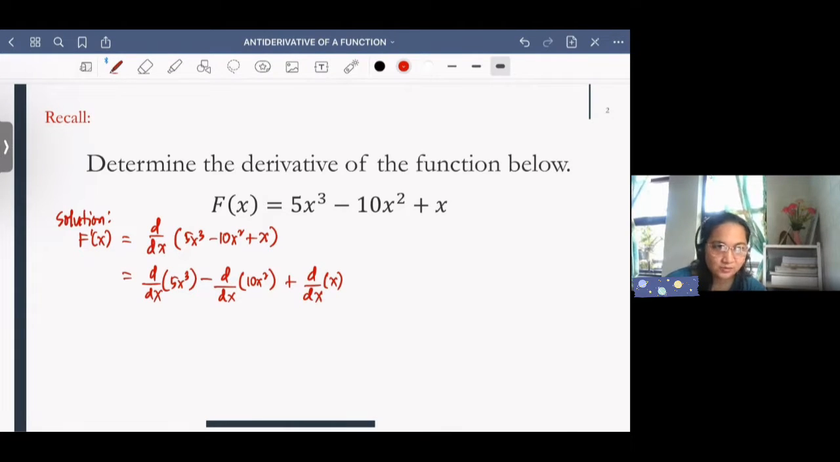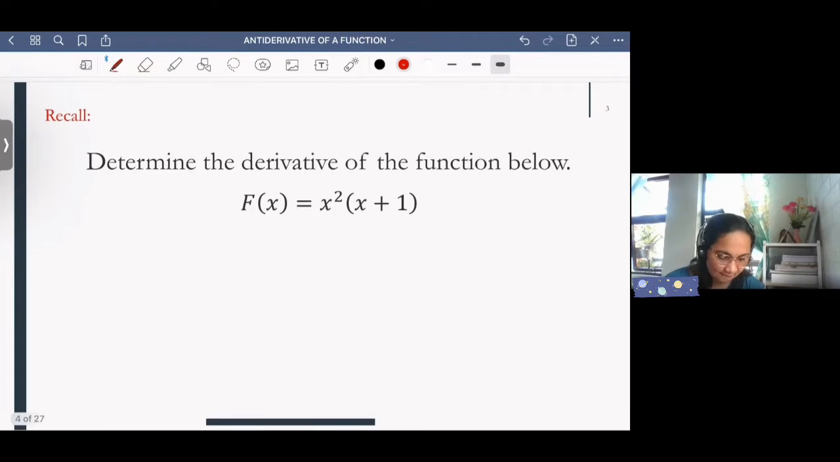And since you already know the power rule for the derivative of a function, let's go directly to solving the derivative of 5x cubed. That will be 5 times 3, 15, x raised to 3 minus 1 is 2. So 15x squared minus 10 times 2, we have 20, and then 2 minus 1 is 1. So that's 20x raised to 1, or 20x, plus the derivative of x is equal to 1. So our f prime of x is equal to 15x squared minus 20x plus 1.